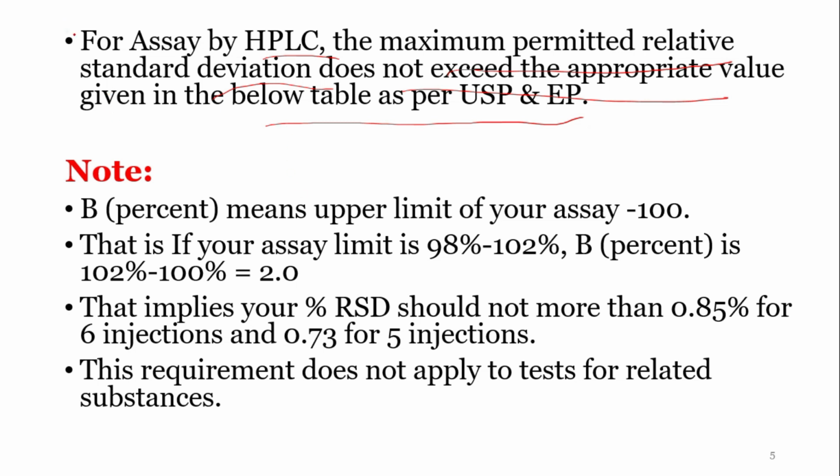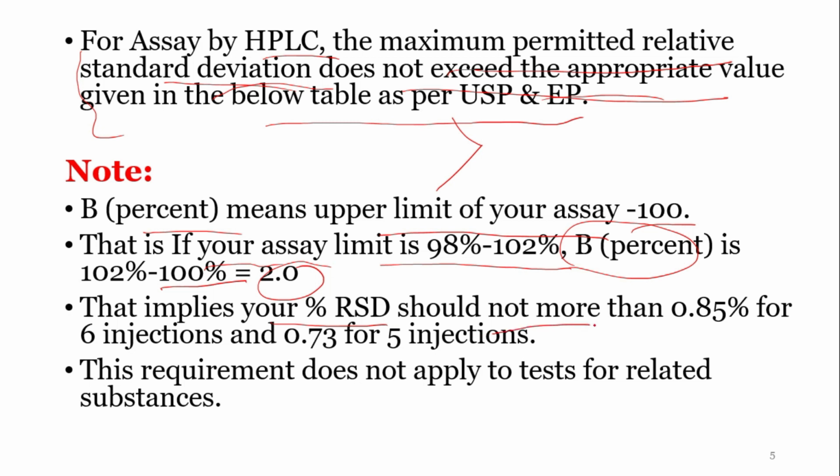So what does it say? For SA, the maximum permitted percentage RSD does not exceed the appropriate value. Whatever the value it has given, it has been given by a logic, by an equation. So it should not permit more than that. B percent means upper limit of an SA minus 100. That is, if your SA limit is 98 to 100%, so B percent is 102 minus 100, means 2%. That implies your percentage RSD should not be more than 0.85 for 6 injections and 0.73 for 5 injections.